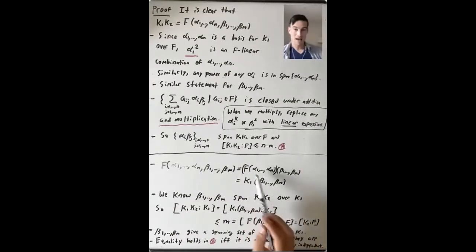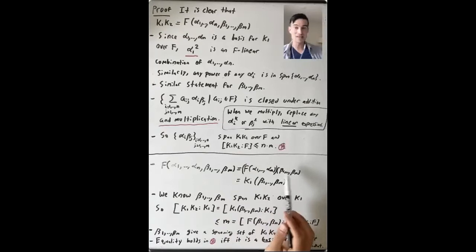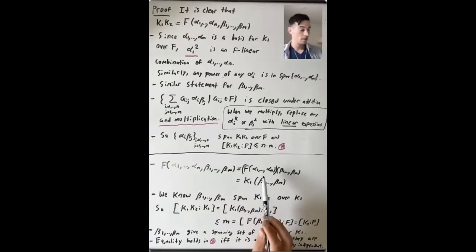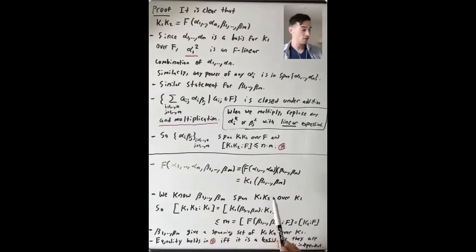And I'll let you think about this. This is something where it's worth writing down a full proof one time, showing containment each way, that this is the same field as taking the field generated by beta 1 up through beta m over the field generated by alpha 1 up through alpha n over F. But this field is K1. So K1 K2 is the field generated by beta 1 up through beta m over K1.